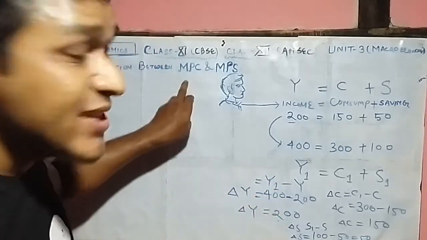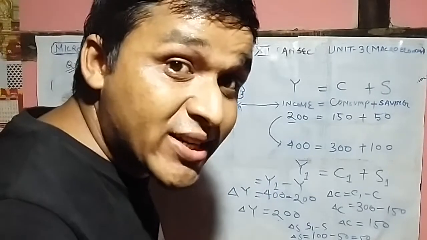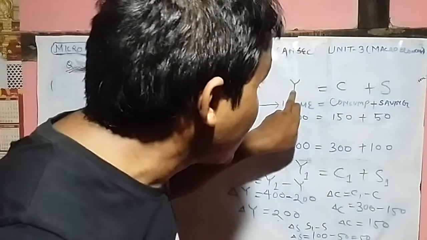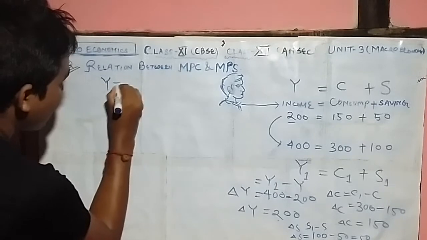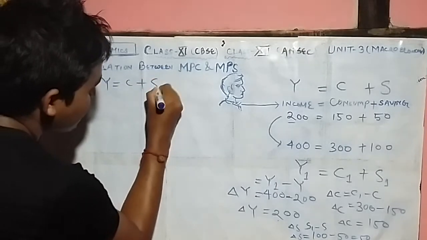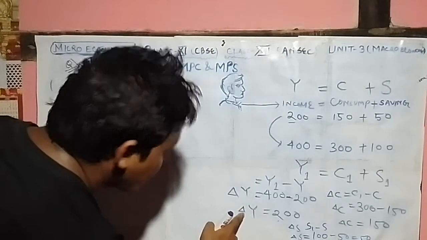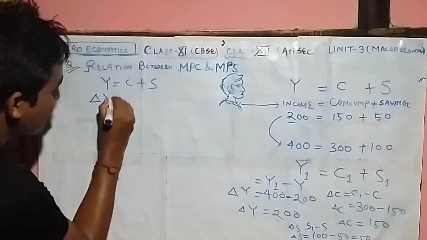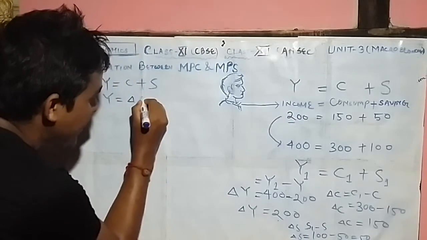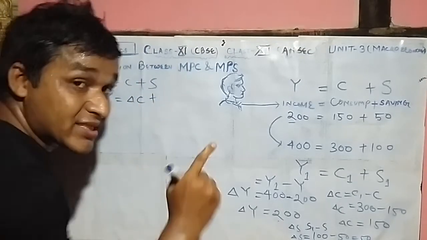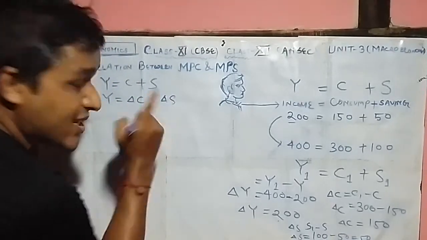Now, what is MPC? Before starting MPC, let us write the equation. We know that income is equal to consumption plus saving. Now if the income changes, then consumption will change, so delta C, plus saving will also change, so delta S. Now this is the second equation.